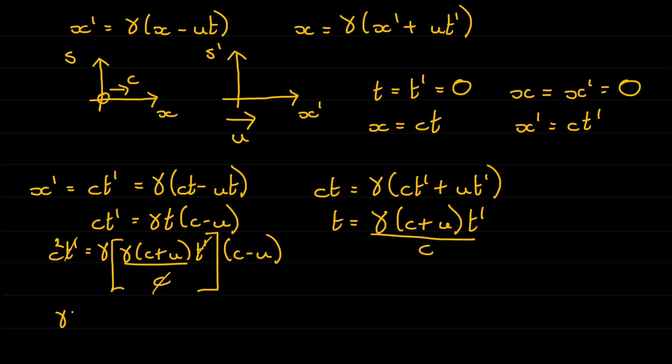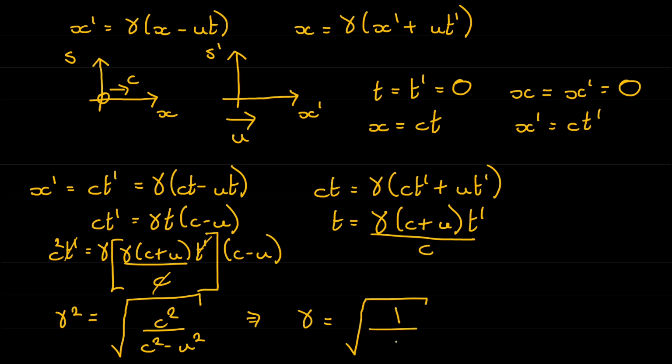So rearranging, we're going to have that gamma squared is equal to c squared over c squared minus u squared, where I've also taken the fact that if you multiply c plus u by c minus u, you get c squared minus u squared. And then, of course, I can take the square root of both sides. I can also divide top and bottom by c squared here. So that's going to give me that gamma is equal to the square root of 1 over 1 minus u squared over c squared. So we've done it.